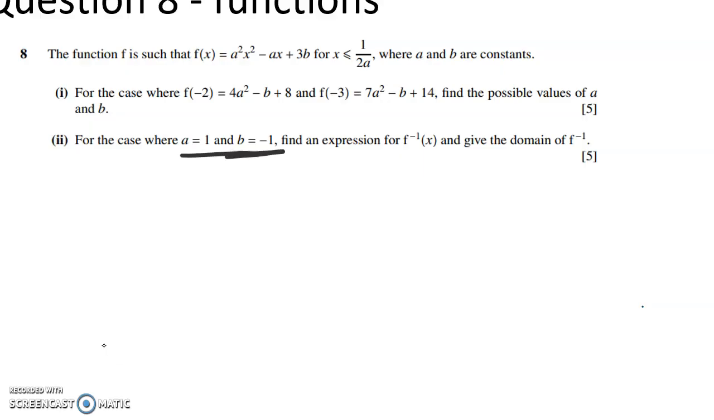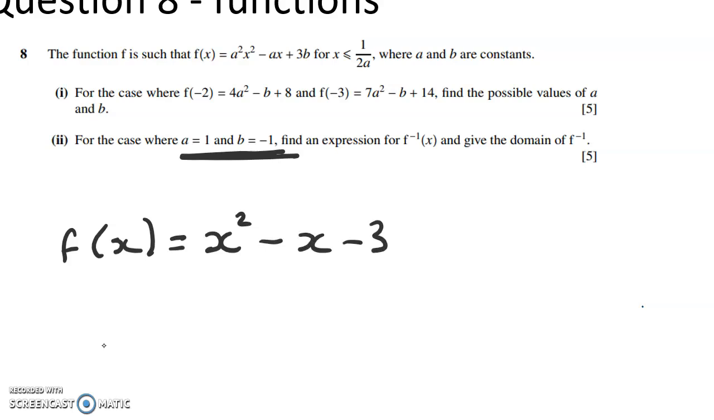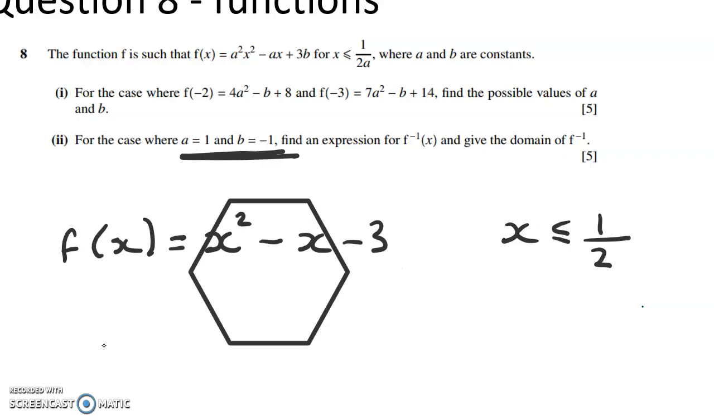Well, we've got a specific case, which is going to make things easier. So f of x is equal to 1 squared times x squared, so x squared minus x minus 3. And the domain for that is x is less than or equal to 1 over 2a. So x is less than or equal to 1/2. So what we need to figure out before we do anything else is let's look at what this function looks like. Think of it graphically.